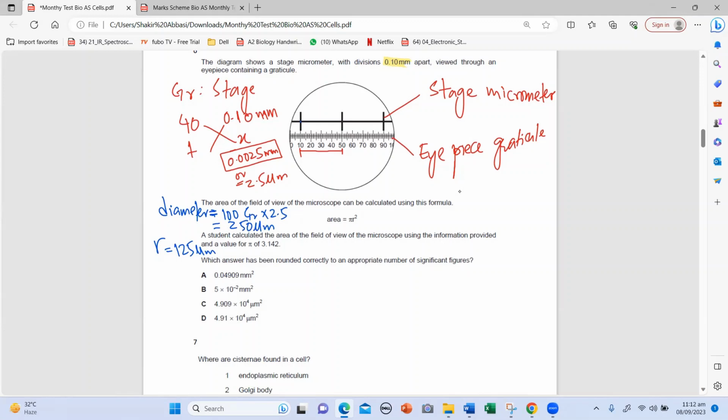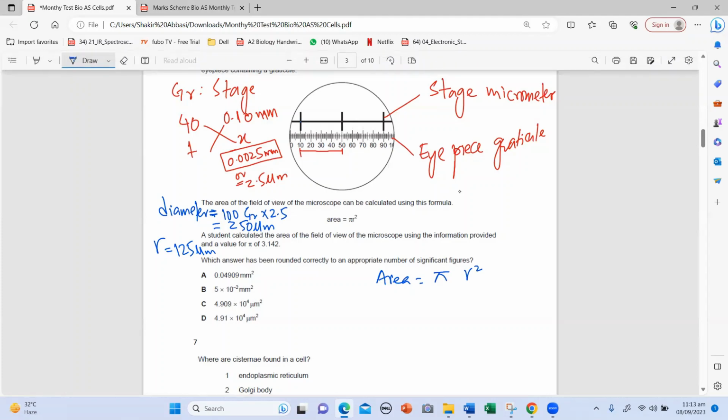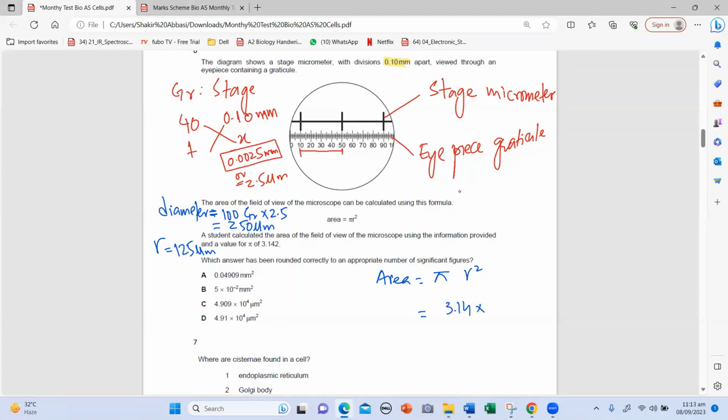So they say that a student calculated the area of the field of view using the information there, which answer has been rounded off correctly. So, area is pi r square, and pi is 3.14 into r is 125 and then 125. I actually haven't calculated it. So whatever is the answer, you have to find it this way. And according to the mark scheme, the answer stands delta, right?